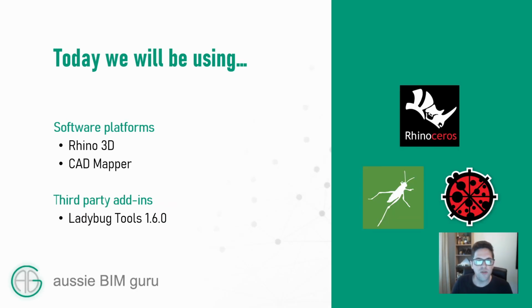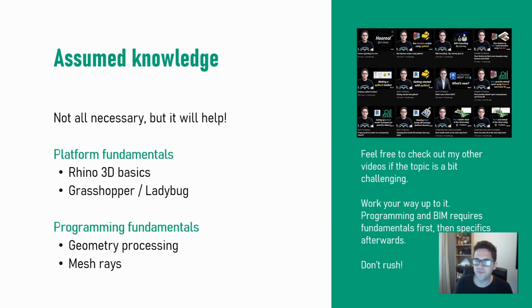So today I'll be using Rhino 7, I'll be using CADmapper to get some context, a website, and I'll be looking at Ladybug tools, in this case 1.6.0 as my version. It's assumed you'll have some fundamental understanding of Rhino and Grasshopper and a little bit of Ladybug, and probably have a basic understanding of geometry processing and how the mesh ray test works in Grasshopper, because we'll be using that quite a lot today.